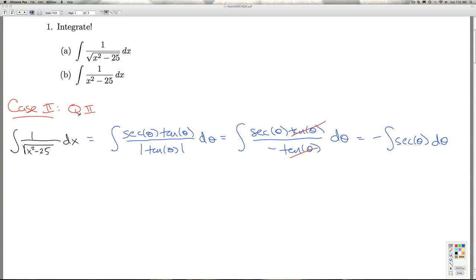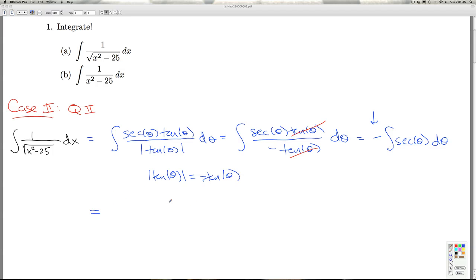All right, in case 2, we're in quadrant 2. In quadrant 2, the tangent's negative, which means that the absolute value of tangent is the opposite of tangent. And so as we mentioned, we end up getting the exact opposite integral we had before. And so we can go through the exact same process.